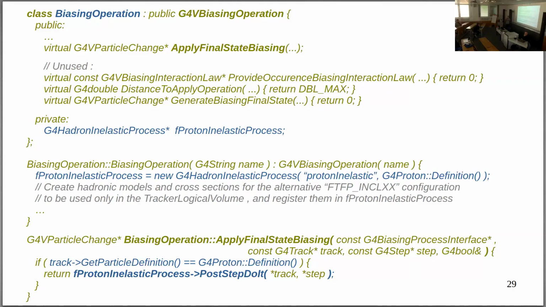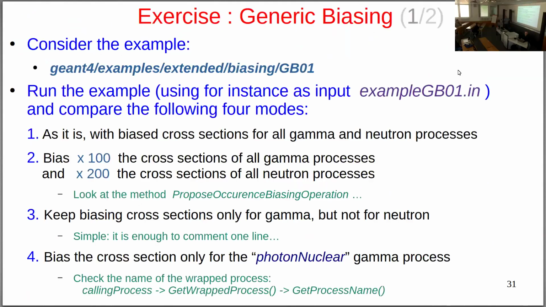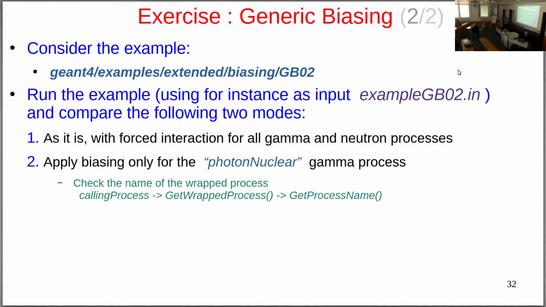So when a proton interaction happens in that volume, which is the tracker, instead of using the proton inelastic of the FTF BERT physics list, it will use the special one, which has been set up to use the INCL. So we are biasing the final state, replacing one model with another, and the weight remains one, and we get exactly what we want, basically. And that's it. There are a couple of exercises for you, just some suggestions if you want to do some exercise on this generic biasing.